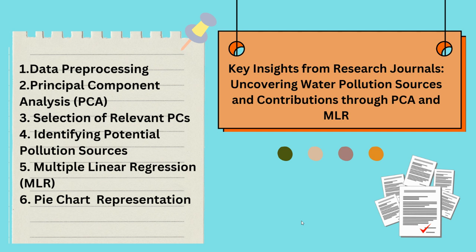Based on these loadings, potential pollution sources can be identified, with groups of variables sharing similar loadings suggesting common pollution sources. Relevant PCs are selected based on loadings and explained variance to use as independent variables in an MLR model, with pollution sources as dependent variables. Coefficients in the MLR model indicate the contribution of each PC to each pollution source. Finally, a pie chart can be created to represent the contributions of different pollution sources.